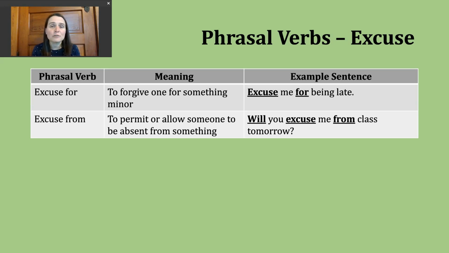The second phrasal verb you might encounter is excuse from. This is another one we're going to separate. And when we use this, we're talking about permitting or allowing someone to be absent from something or some event. An example of this might be, "Will you excuse me from class tomorrow?" This is a question I have heard many times from my students. So, will this be an allowed absence? Can you permit me to miss class? That's what they're asking.